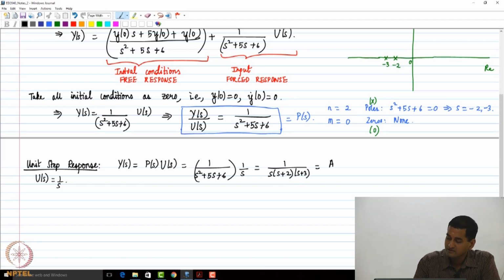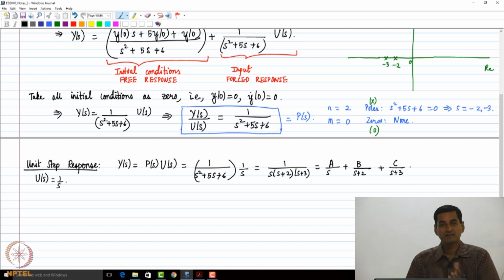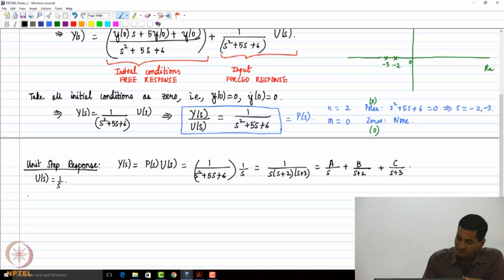This can be rewritten as a by s plus b by s plus 2 plus c by s plus 3. As a partial fraction expansion, a, b, c are called the residues. Let me write down the technique for calculating a, b, c one more time; from here onwards we will directly process them. If I want to calculate a, what should I do? I multiply both sides by s.